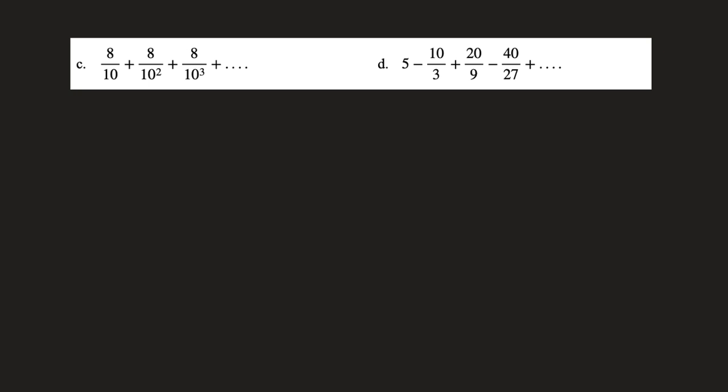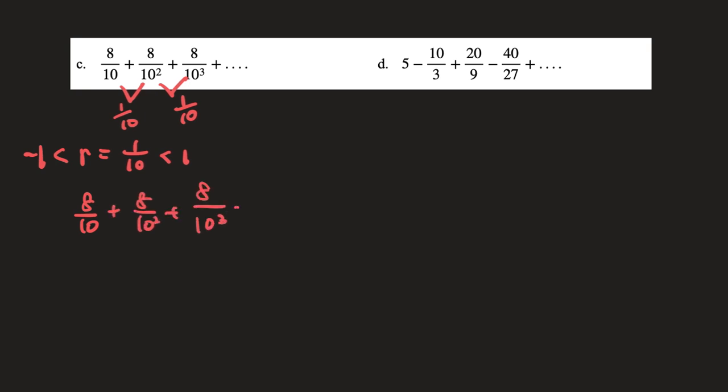First, can you see that for this one, each term you multiply by 1 over 10? R is 1 over 10. Then check the condition for convergence of a geometric series. So how can we find it? R to the power 1, R squared, R cubed. This geometric series is going to have first term A1.